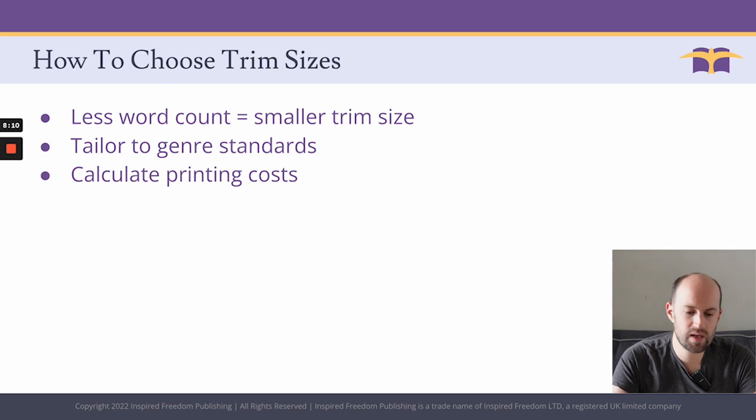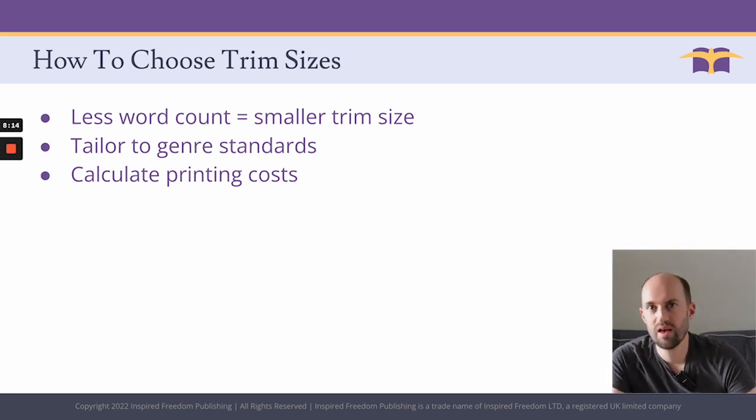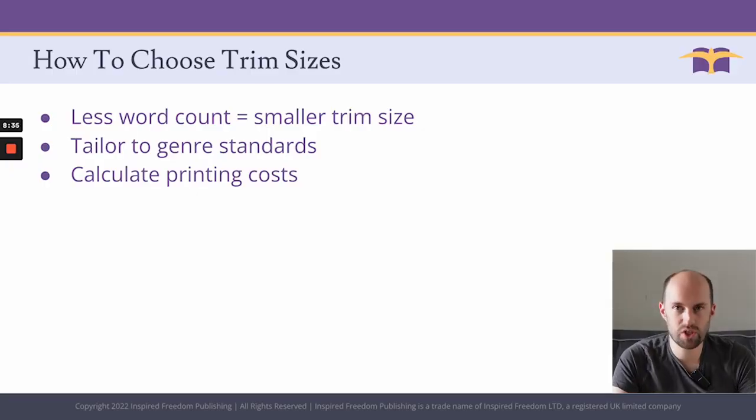The next one is tailor to genre standards, which means like if you're writing a memoir book, then generally it would be good to pick a trim size that is standard to memoirs. Or if you're writing a nonfiction, then generally choose a trim size that is specific to nonfiction. It just makes it more accessible and standard when you publish it.